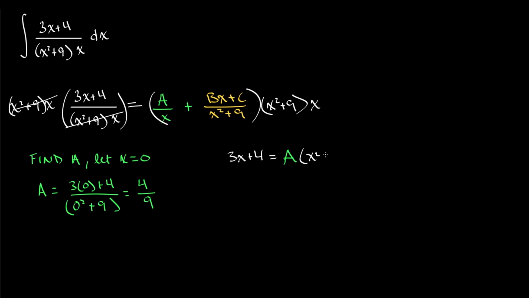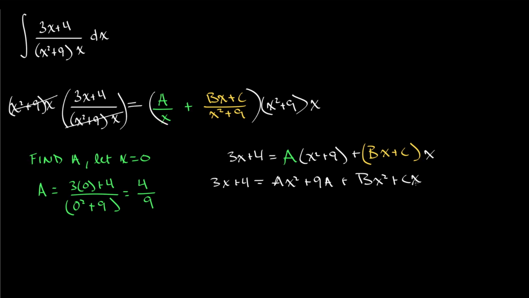And then bx plus c, so we have plus bx plus c, and then x squared plus 9 is going to cancel, and we're left with just x, so times x. This is what we have from clearing that denominator, and let's continue to expand these out. So we have 3x plus 4 on the left-hand side, and on the right-hand side we have ax squared plus 9a, and then plus bx squared plus cx. That's what we have from expanding everything out.